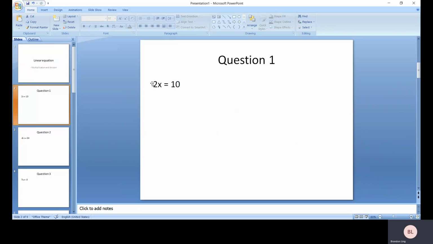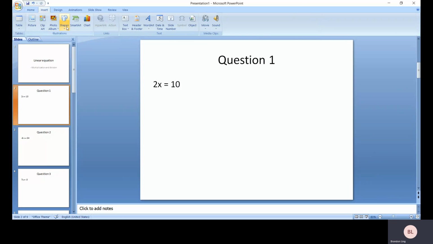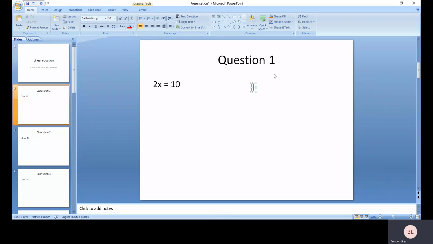So let's move on to question 1. 2x, 2 multiply x, is equal to 10. So what does this mean? It means 2 times x equals 10. What you can do here is play around with the numbers. 2 multiplied by 5, you get a value of 10.